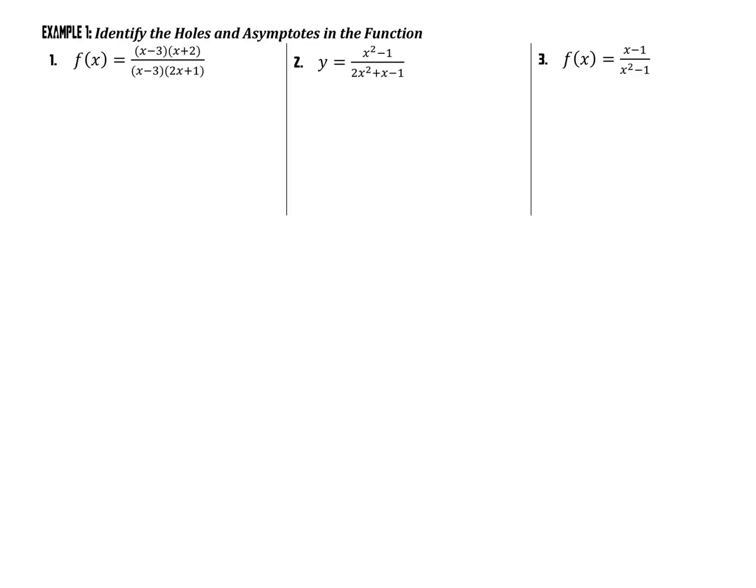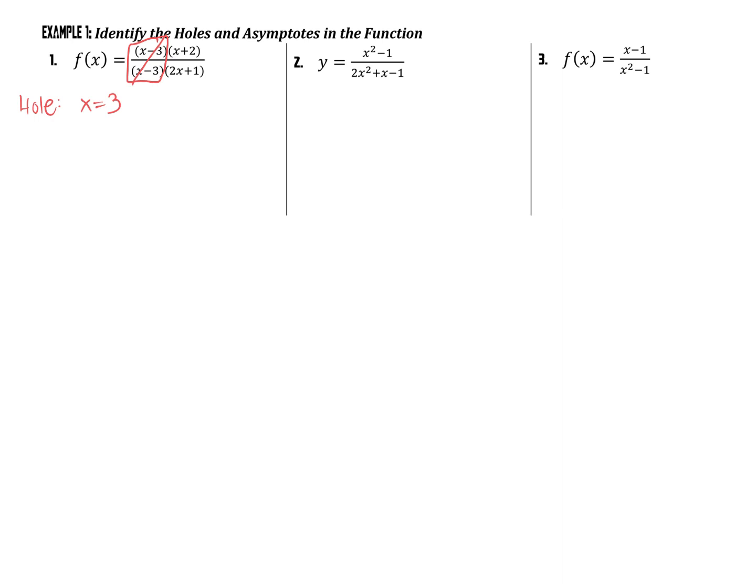Okay, so typically the first thing we're going to do if we're looking at graphing a rational function is we're going to factor. And on number 1, that's already been done for us. Now we're going to look to see if any of the factors are both in the numerator and the denominator. So here, x minus 3 is both in the numerator and the denominator, which means that is going to divide out. And the x value that would make that factor 0, there's going to be a hole in the graph at x equals 3.